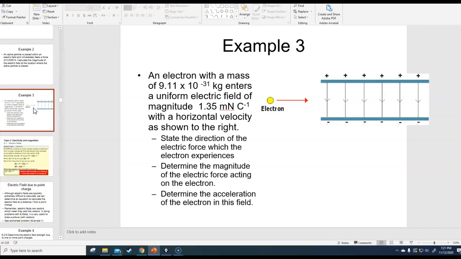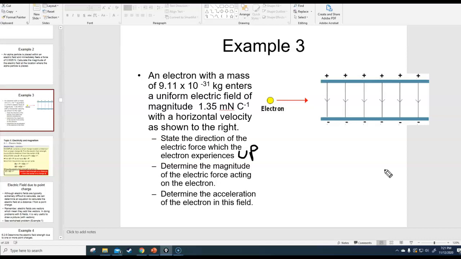Now, as soon as this electron enters this field, notice that the field is pointing down. So the electric field in the situation is directed straight down. That means the direction of the force on the electron, as soon as it enters this region here, is going to be up, in the opposite direction of the electric field. Negative charges feel a force in the opposite direction of the electric field.